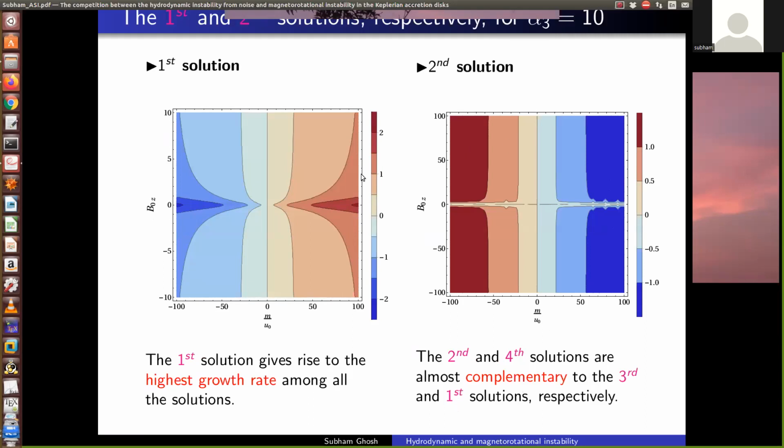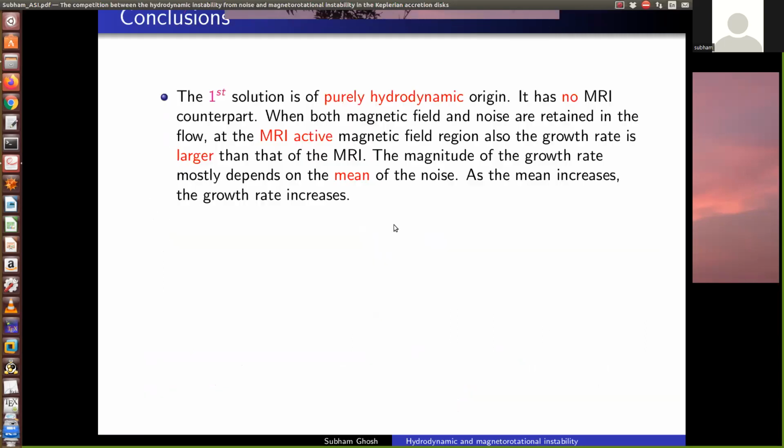Having discussed all the solutions, let us conclude that the first solution, which is of purely hydrodynamic origin, has no MRI counterpart. When both magnetic field and noise are retained in the system, even in the MRI active region of the magnetic field, the growth rate corresponding to the first one, the purely hydrodynamic one, is larger than that of MRI. This magnitude depends mostly on the mean of the noise. As the mean increases, the rate increases.